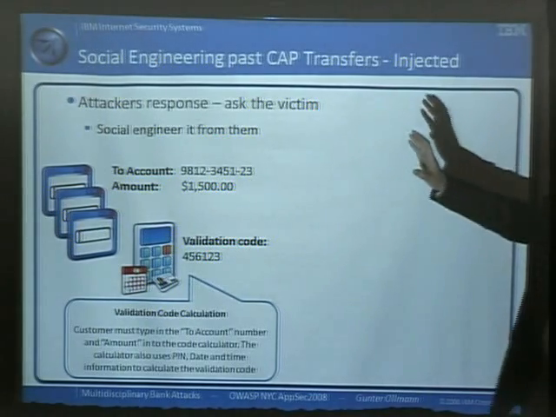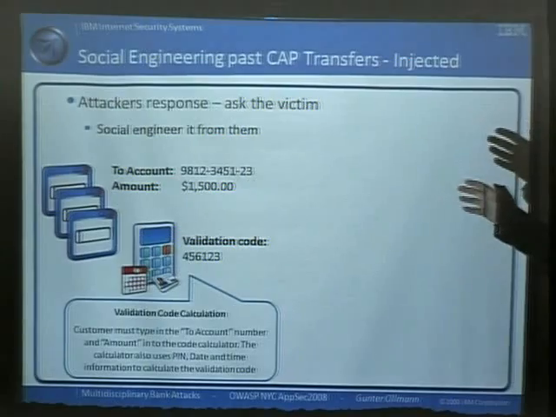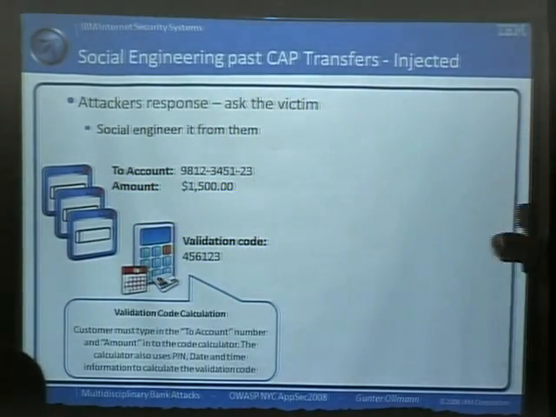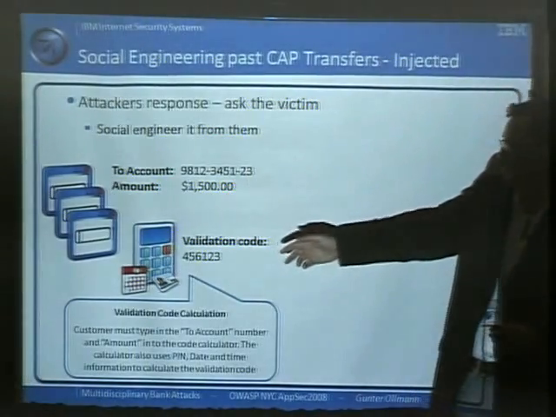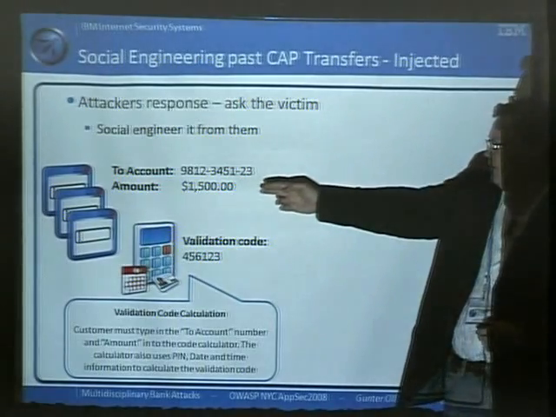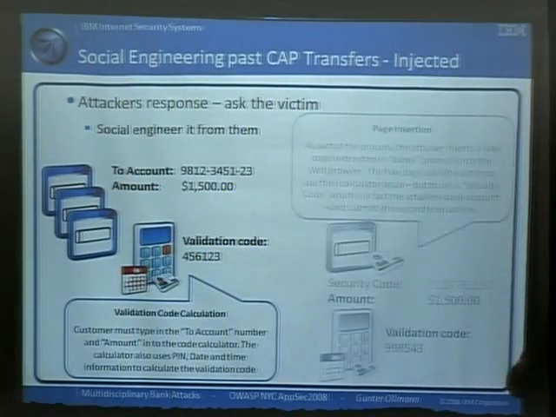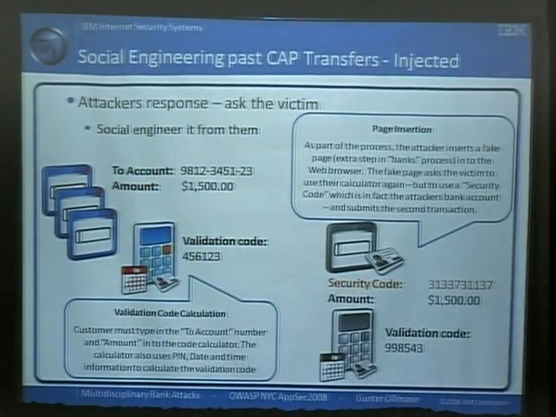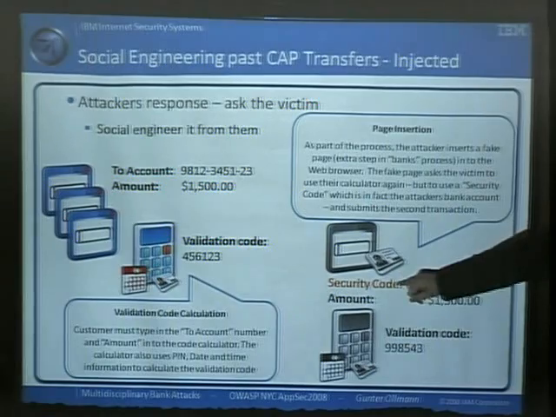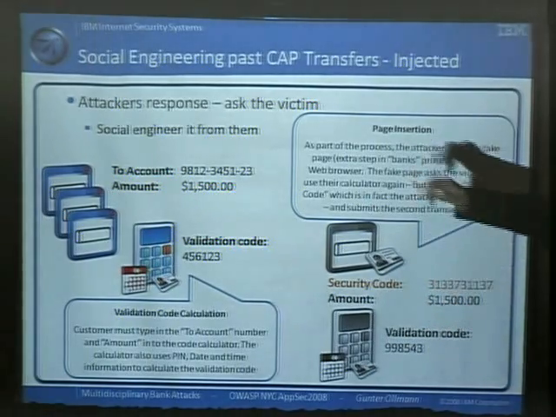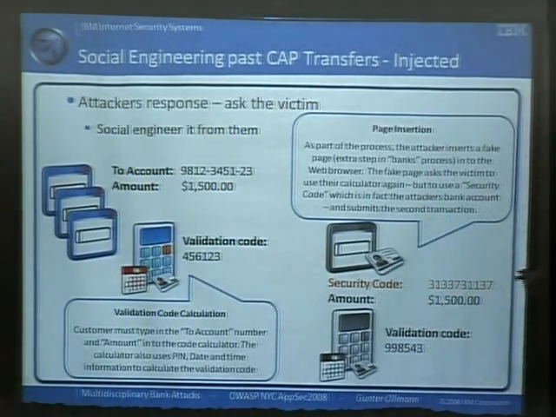The response has really been to ask the victim for that extra information. Here we see the types of data you'd be typing into a calculator: the account number and the amount that you want to send. From the social engineering side on the security page, they ask you to type in the security code and an amount. The amount happens to be the same as what you wanted to send the first time. But if you look at the security code, you'll see it's the same number of digits as an account number, and actually that security code is the account that they want to transfer the money to.